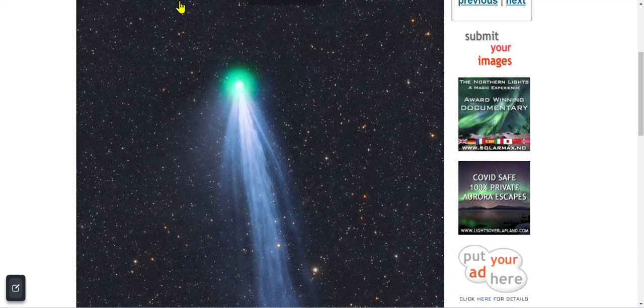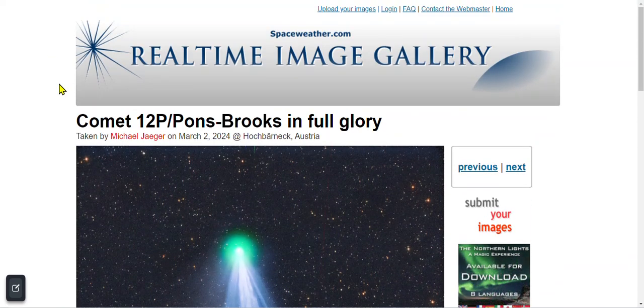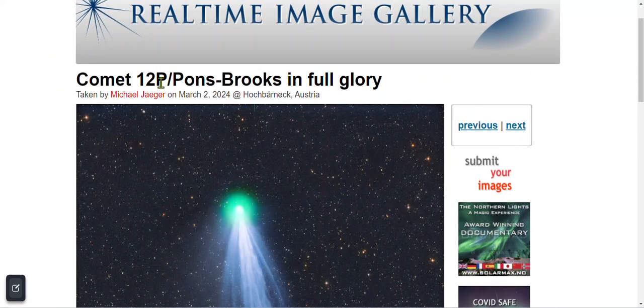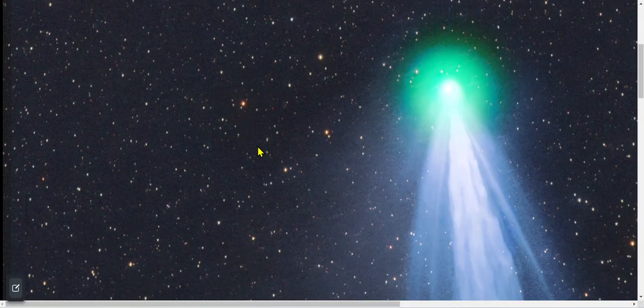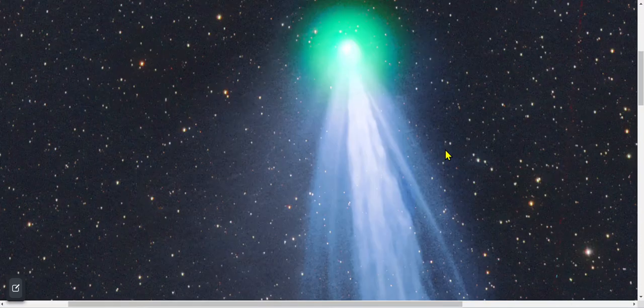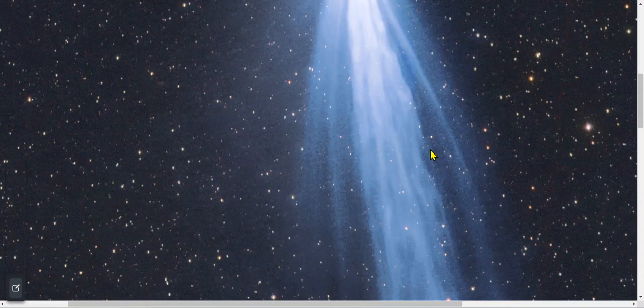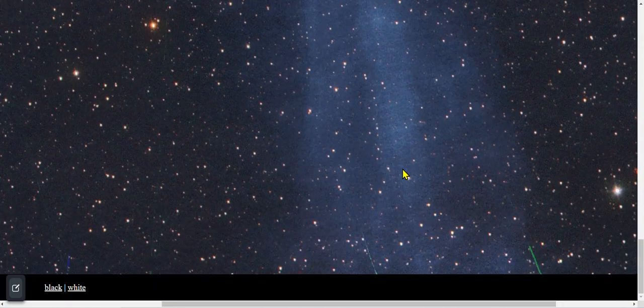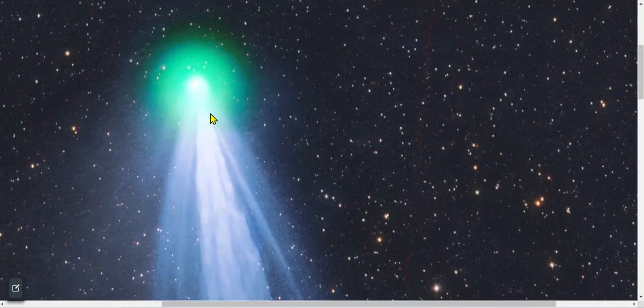Sunday, March 3rd, follow-up. I'm looking at space weather this time, and Michael has the post-comet 12P Pons-Brooks in full glory. Here we take a closer look. It does have that appearance, doesn't it? One of my subscribers suggested I not call it the Devil's Comet, and I agree.